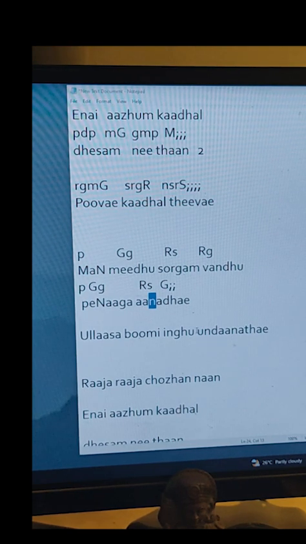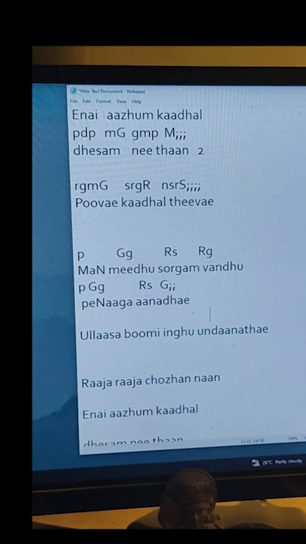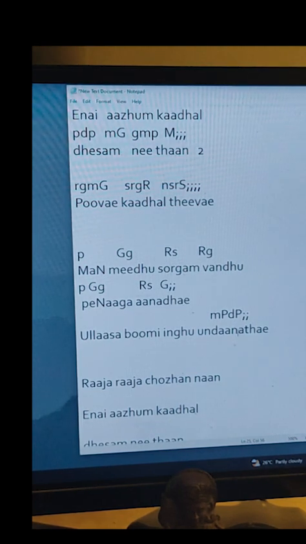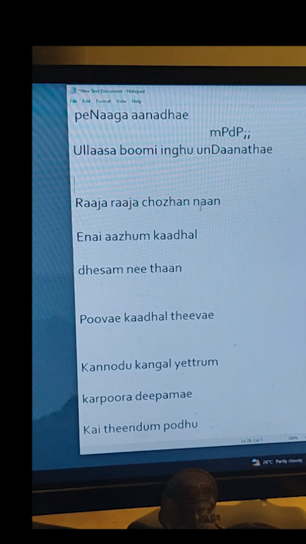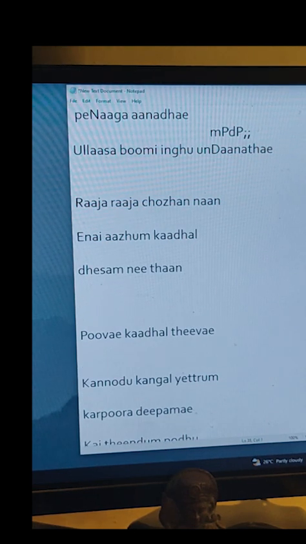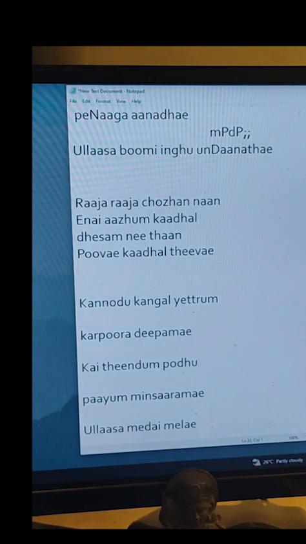Ulasa bhuming, it's the same, so I will not write the swaras again. Here it's different, so ma pa da pa, undanade, right? So D, yes. Yes, so that's it.